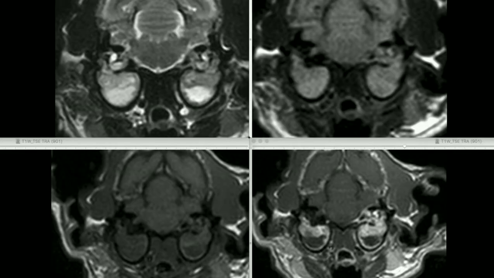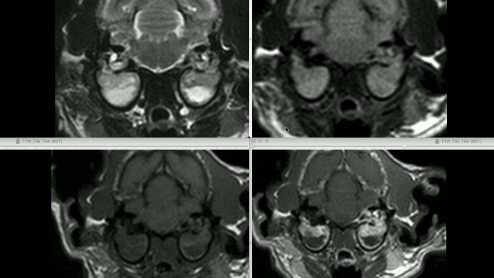We compare how the pathology looks on the different sequences. We have here the T2, T2 FLAIR, T1 pre and post contrast. What we can see on the FLAIR, very nicely, is this failure of suppression of the lymph within the inner ear. As we can see on the contralateral side, this would be the normal appearance of the endolymph and perilymph within the inner ear structures. It's very low protein fluid, similar in composition to CSF. So on a FLAIR sequence, we should see good suppression of the signal.